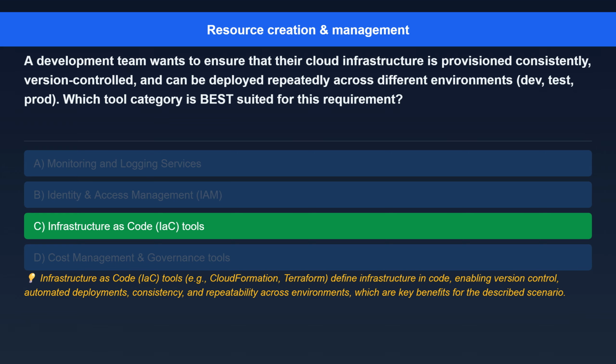The correct answer is Infrastructure as Code, IaC, tools. Here's the explanation. Infrastructure as Code, IaC tools, e.g. CloudFormation, Terraform, define infrastructure in code, enabling version control, automated deployments, consistency, and repeatability across environments, which are key benefits for the described scenario.